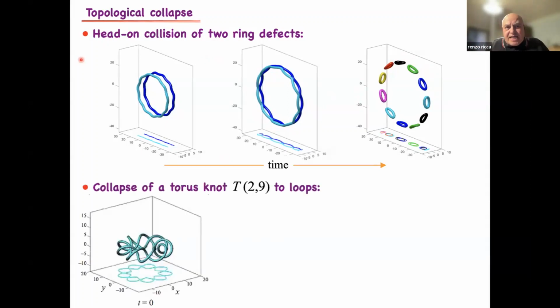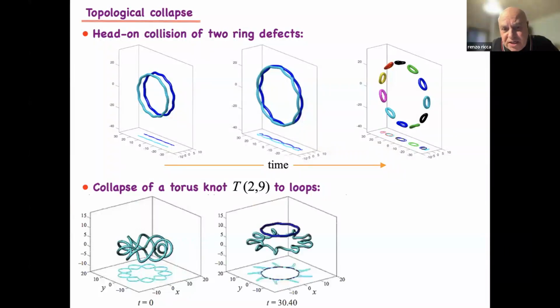Similarly, if we take a torus knot of higher complexity, say the 2-9, which has 9 crossings, and we look at its evolution, because of the symmetry, the mathematical prescription that gives you a very symmetric knot, then eventually you will see a collapse of this structure to a number of loops.